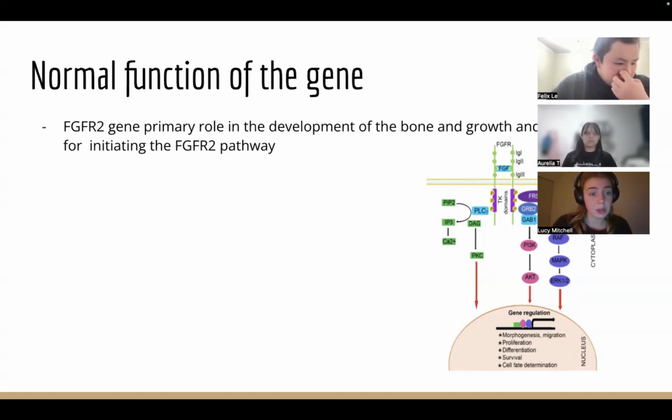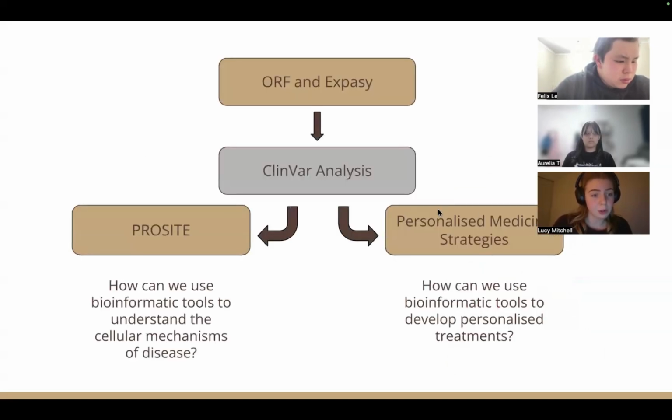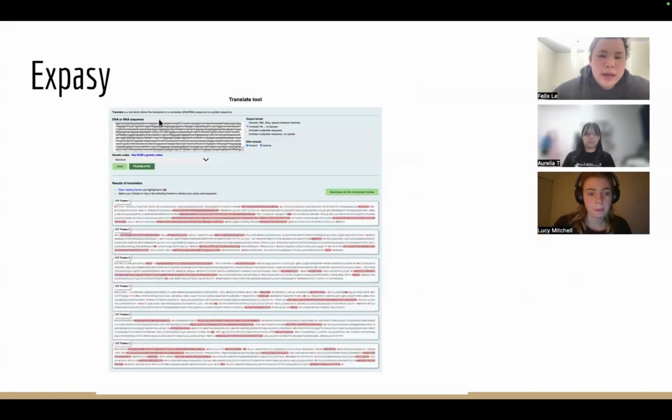Bioinformatics tools can be used to understand the mutation, where it occurs in the gene, and how it affects each biological level, using this to develop potential treatment options. We will explore this by looking at ORF and XPASY as the initial insight into the gene. Then we will look at ClinVar, which explores known mutations that are linked with Crouzon syndrome. Following this, ProSite analysis will be discussed to understand cellular mechanisms of the disease. And with all this insight, we will discuss how bioinformatic tools can be used to develop personal treatments, including already developed and possible treatments.